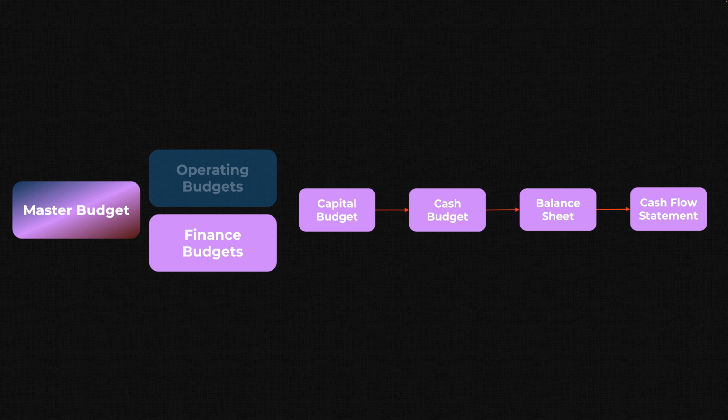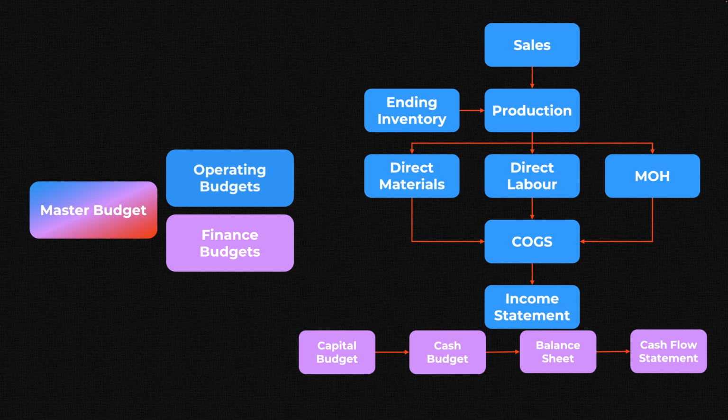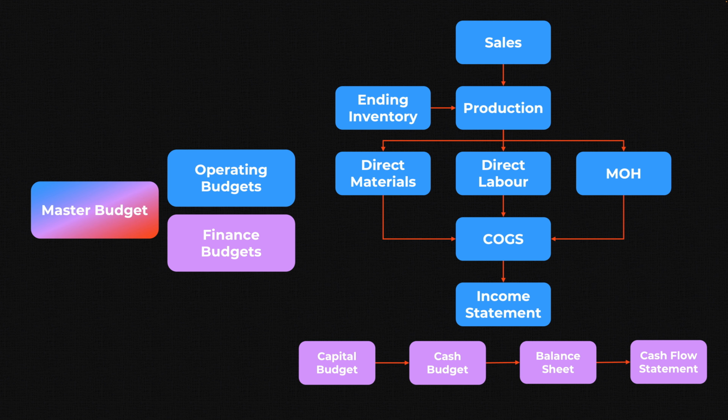Now, the operating budgets and finance budgets are not two entirely separate things. They are actually somewhat connected. The income statement will interact with parts of the capital budget and cash budget. It is this picture that I want you to take away from this early brief overview lesson.